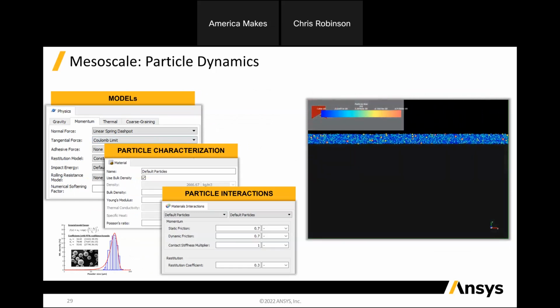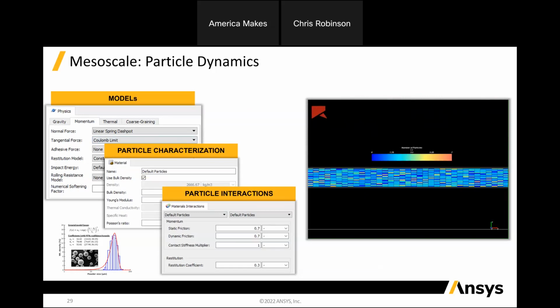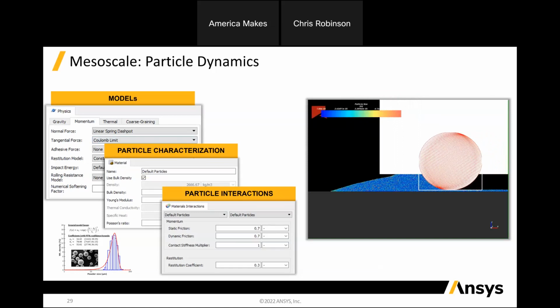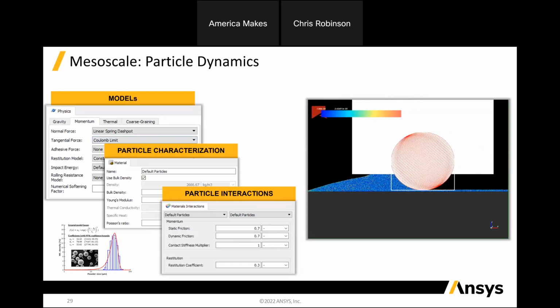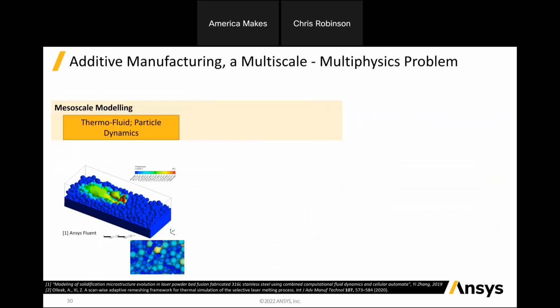This is one level of mesoscale modeling, and we're going to talk through a few different types of mesoscale modeling and getting into macroscale and how this works. But when we're talking about mesoscale, we're really trying to get into some of that intricate detail of the process itself. So as we move through just having a discrete element model, then you can move into looking at how that relates to thermo-fluid particle dynamics.